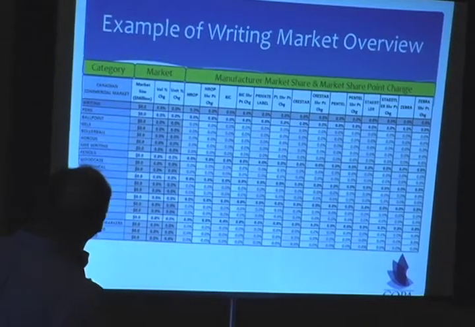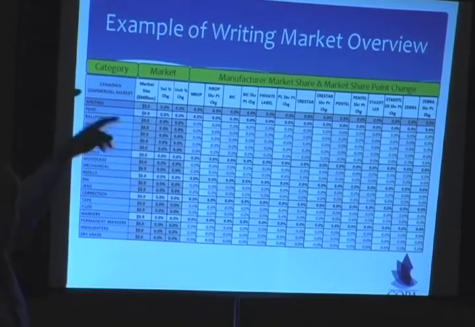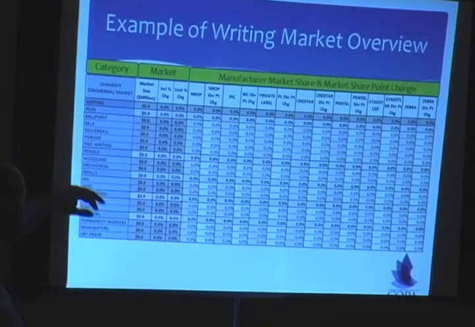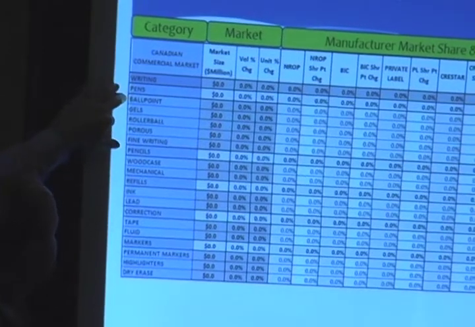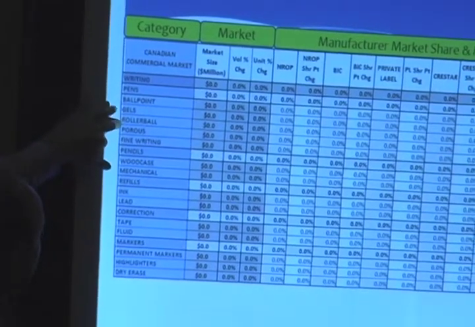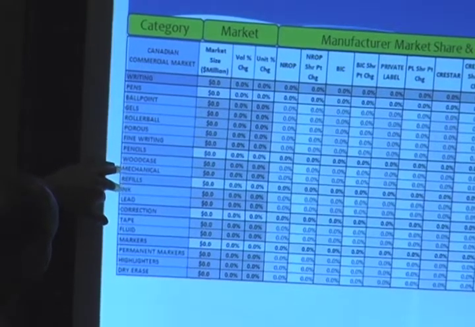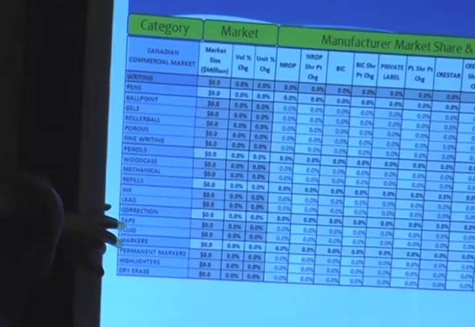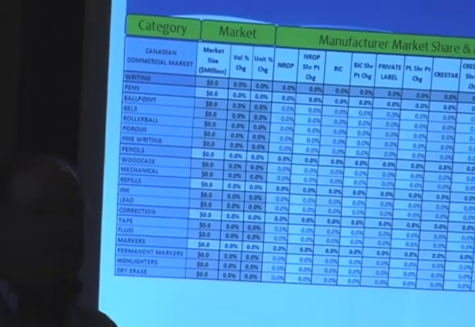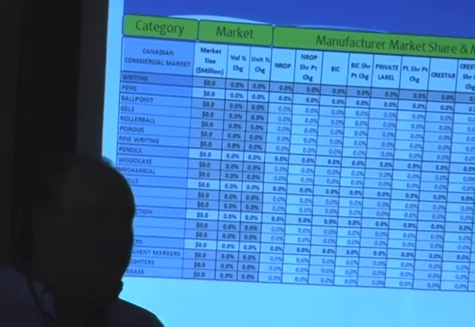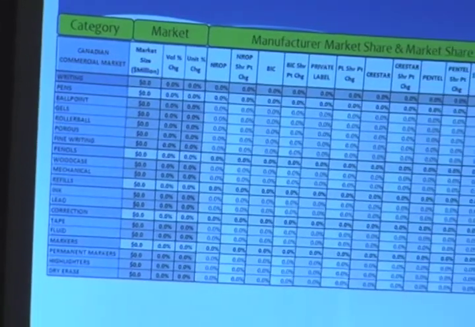There we go. Okay, so what we have here is the total writing category. We're looking at writing in particular for this exercise. Total writing, pens, and then we can break it down into ballpoints, gels, roller balls, porous, fine writing, pencils, wood case, mechanical pencils, refills, ink, lead, correction, paint, fluid, markers, permanent markers, highlighters, and dry erase. So we can see exactly what's going on with each of those categories, each of those product groups.